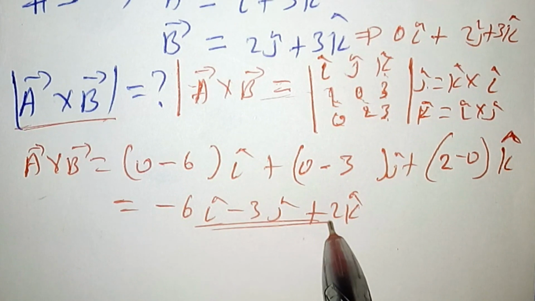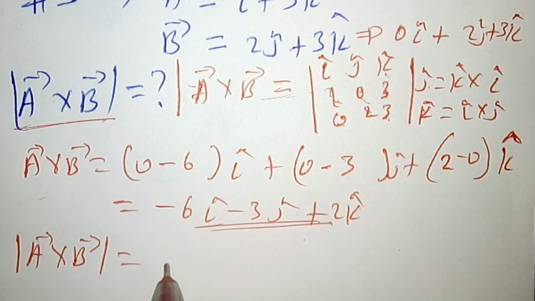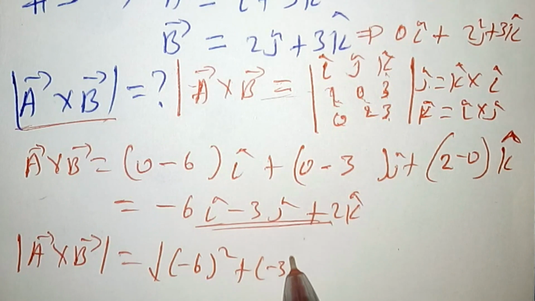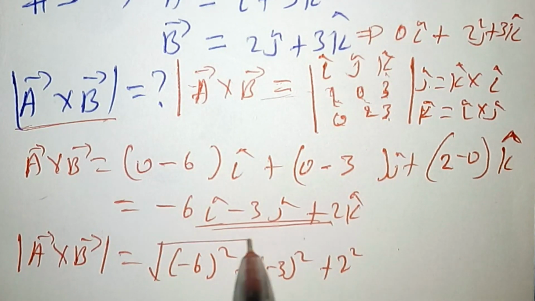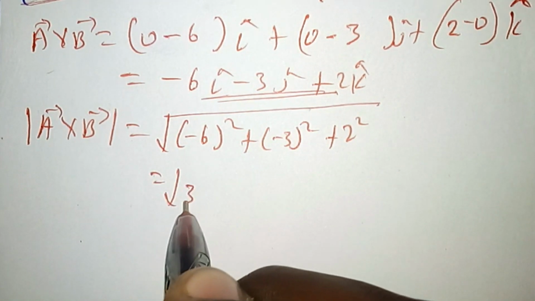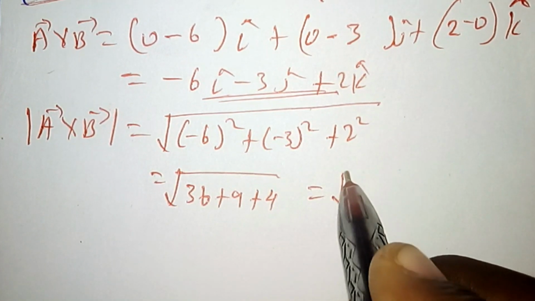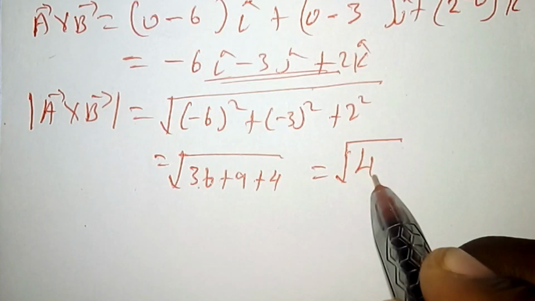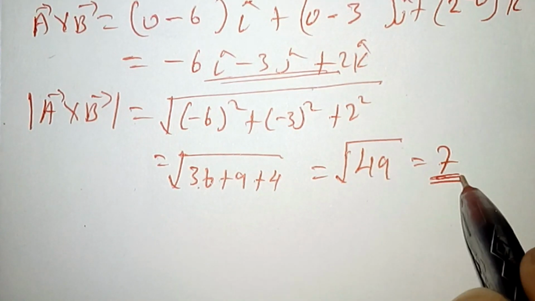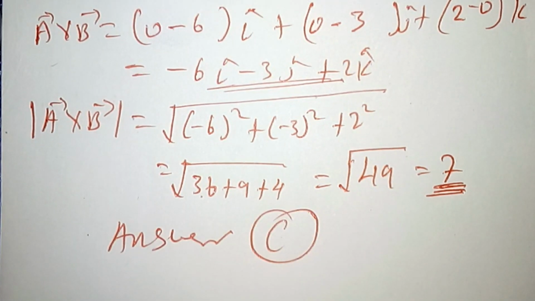But what is the magnitude of this vector? The magnitude of the A cross B vector equals the radical of minus 6 squared plus minus 3 squared plus 2 squared. So this equals the radical of 36 plus 9 plus 4, which equals the radical of 49, that is 7. So the magnitude of A cross B is 7. So the answer is alternative C.